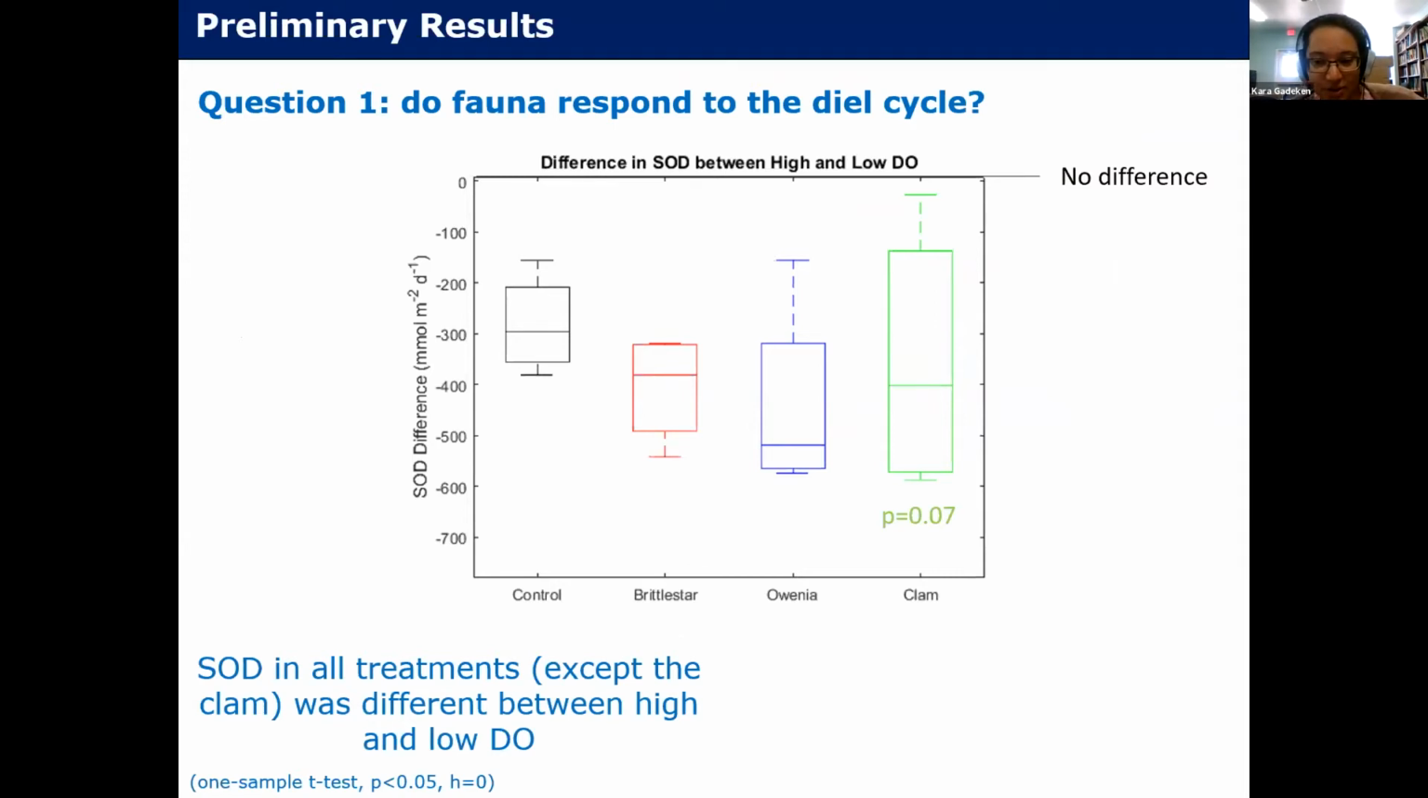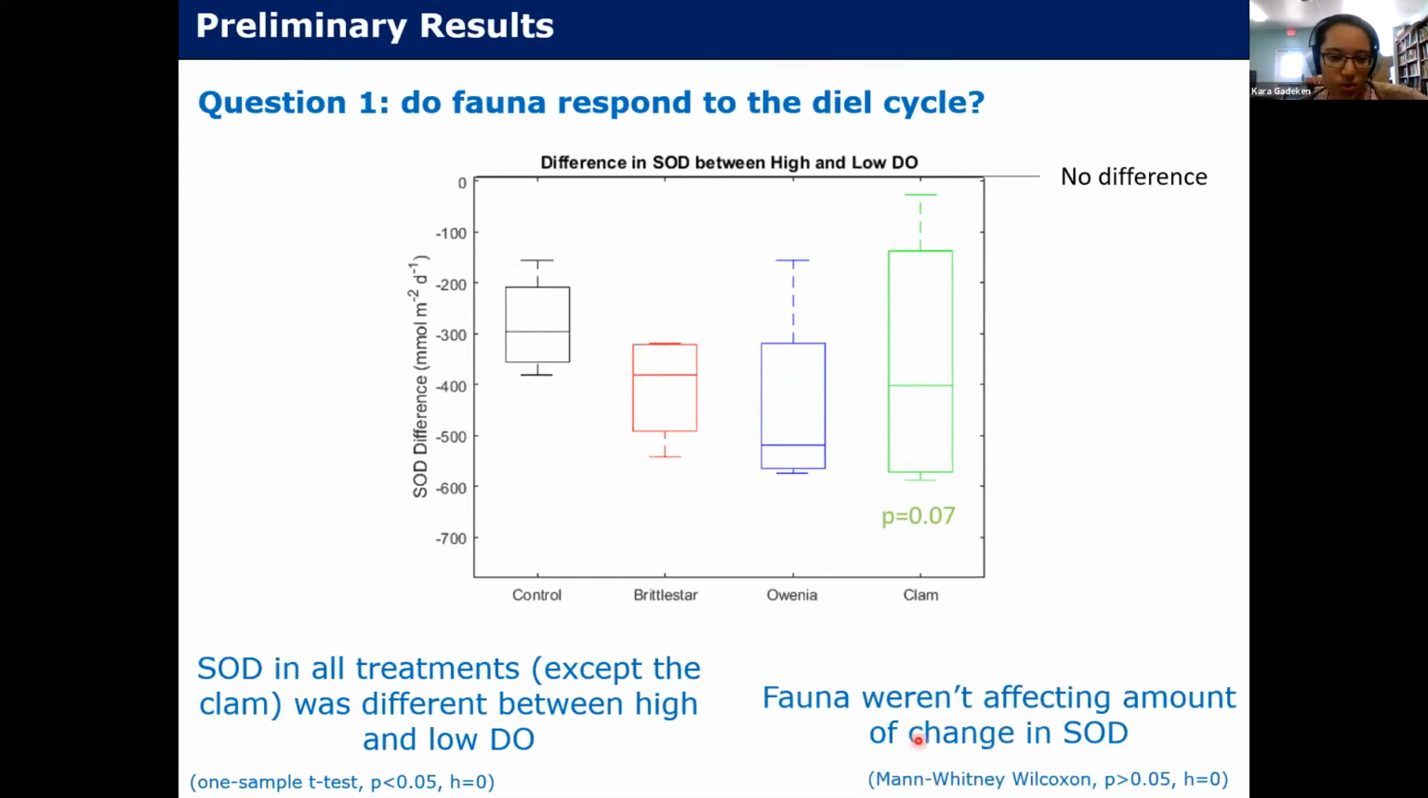SOD of all the treatments except for the clam treatment, which was marginally not significant, showed that there is a change in SOD due to low dissolved oxygen. So then the next question: do infauna respond to the Diel cycle? If they are responding to the Diel cycle and affecting SOD in some special way beyond how SOD is normally varying with DO, we would expect the boxes for the animals to be different from the control box. And that was not supported between these 2 points. So the fauna didn't seem to be affecting the change in SOD in any extra way.